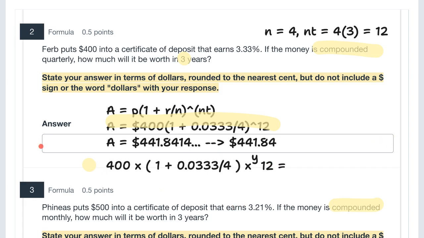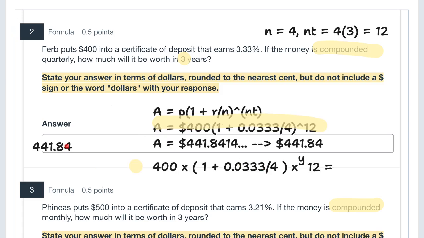So in the box, I'm going to put in 441.84. Keep in mind, if he's investing $400, it's an investment. He better make money. He better get more than $400 back. He got it. So this 441.84 consists of his original $400, and then he made $41 in interest. So that was Ferb's deposit.